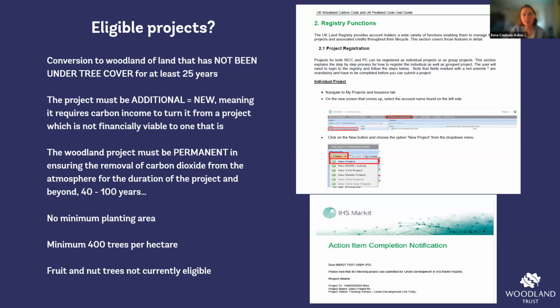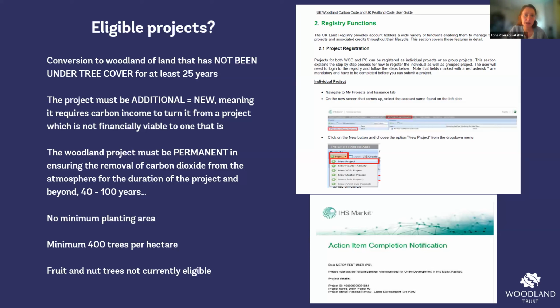The projects must be additional, which means it has to be new. Woodland creation has to be new: agroforestry, new planting, and also natural regeneration and direct seeding. They're both eligible under the Woodland Carbon Code, but it needs to be a new project, not an existing one or something that's been planted in the last few years. And it needs to be permanent as well, and you need to provide evidence of the permanence of sequestration on that land. It can't be reversed once you meet the project duration and length.